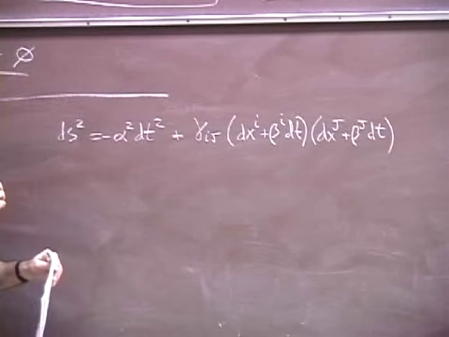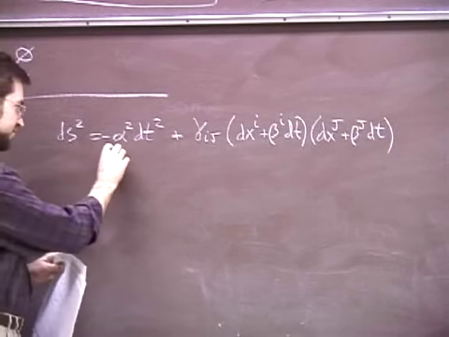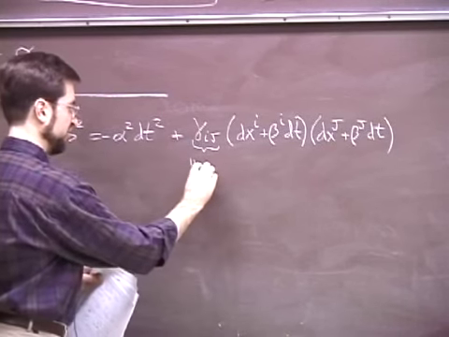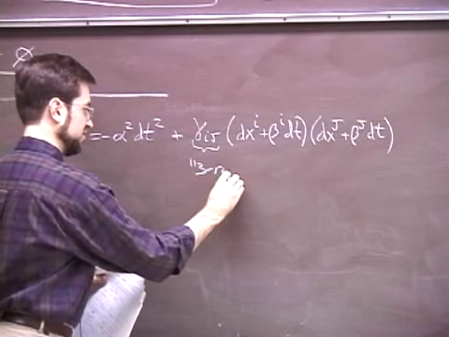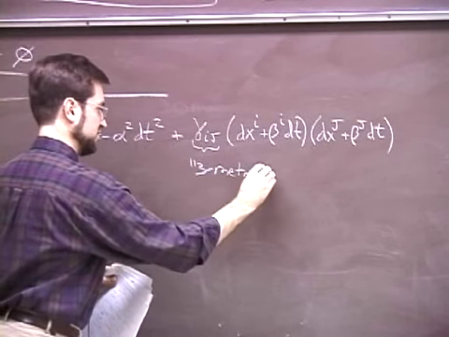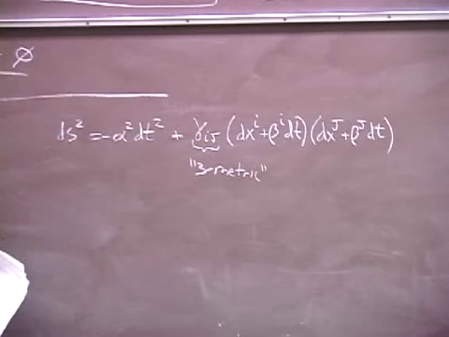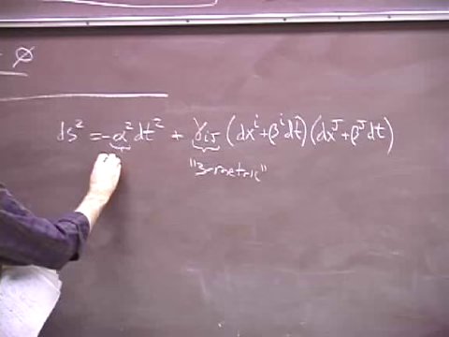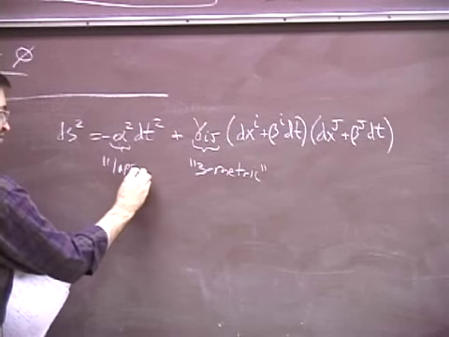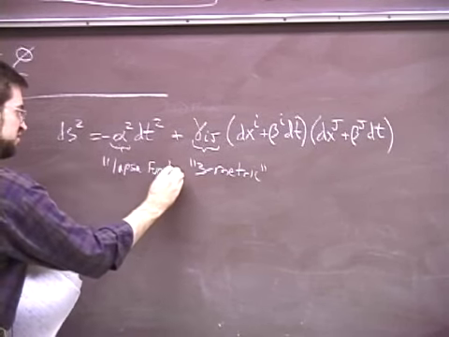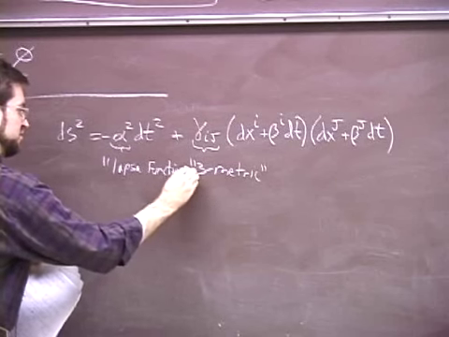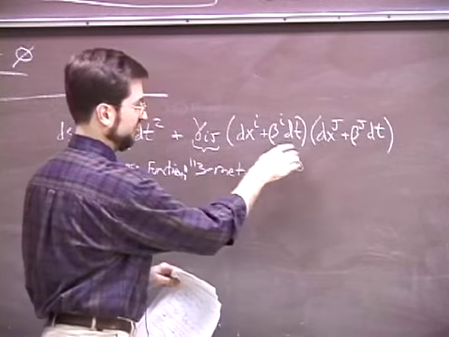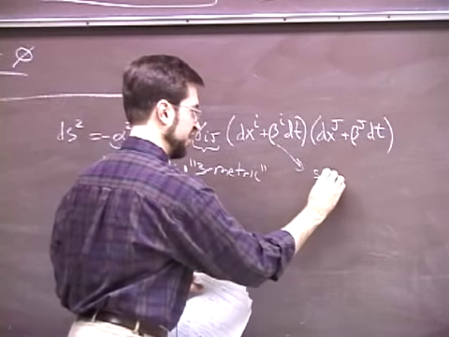And where I've defined three new functions here. Let me do this one first. This gamma ij is the 3 metric. And I'll say a little bit more about what it means in a second. Let me just give all of these guys names. This is a lapse function. And this beta that appears in 2 places is called the shift vector.